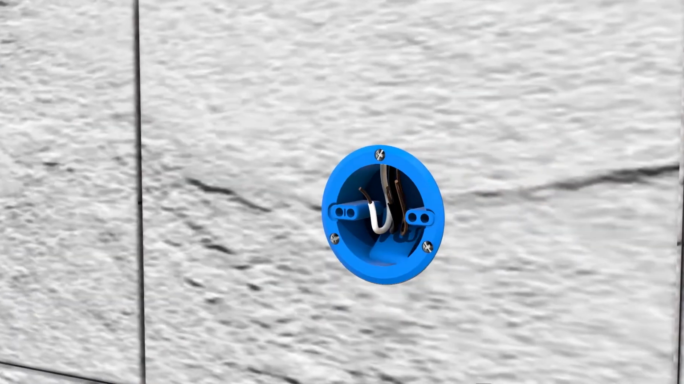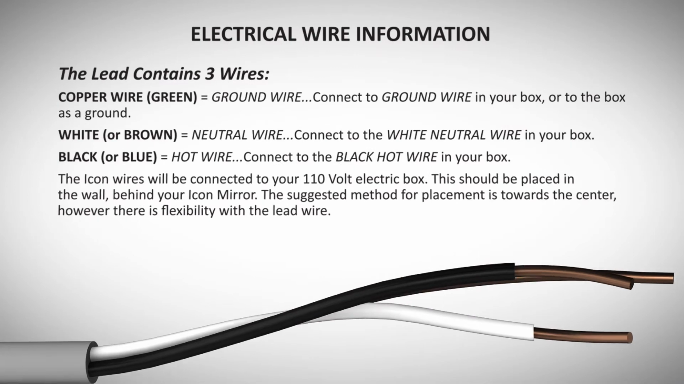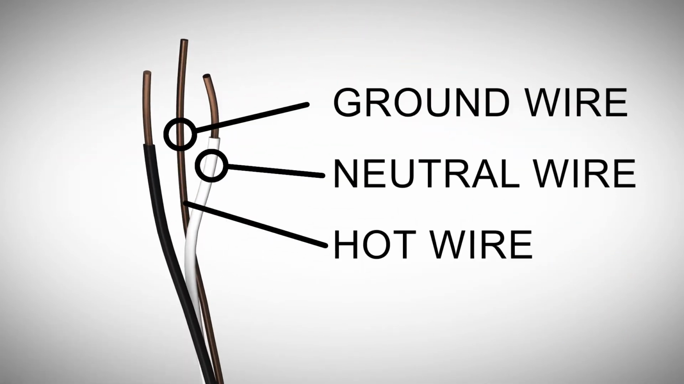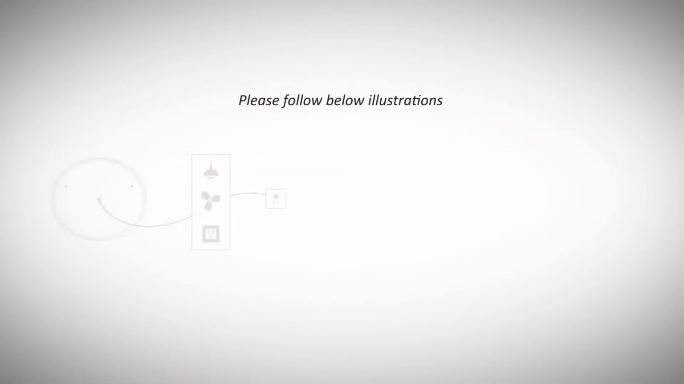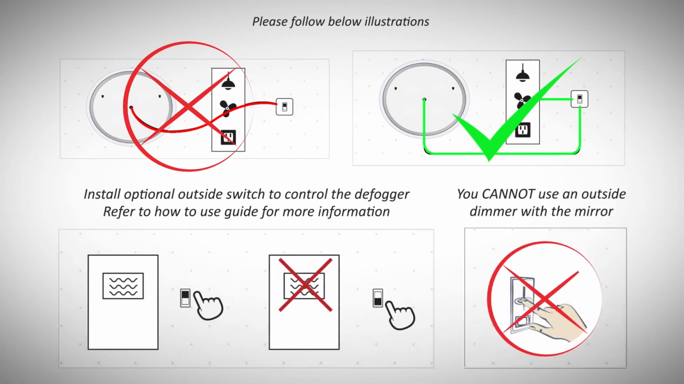To avoid electrical issues and ensure proper mirror installation, it is important that the electrical box will be placed directly across from the wire exit in the back of the mirror. We recommend connecting the mirror directly to a switch, as it will improve the mirror's functionality.